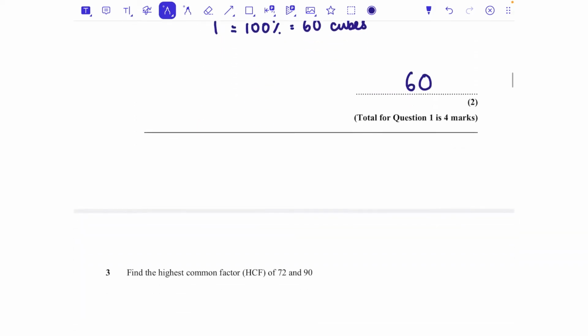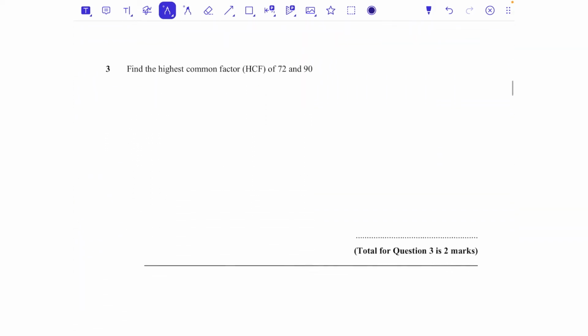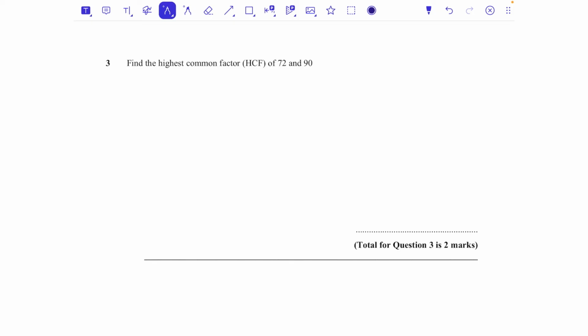Question number 3, find the highest common factor of 72 and 90. Now we could list all of the factors, all of the numbers that go into 72 and go into 90, and look for the biggest one that they have in common. But because sometimes we have to do this as prime factorisation, I'm going to practice that method just to revise it. So 72 is 2 times 36. You could do 8 times 9 or anything you like, but if you get to a prime number, you're going to circle it. You'd get the same answer no matter what.